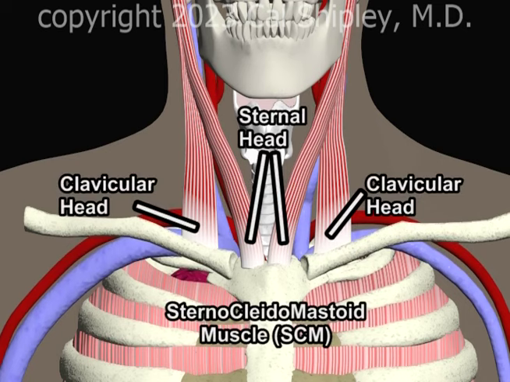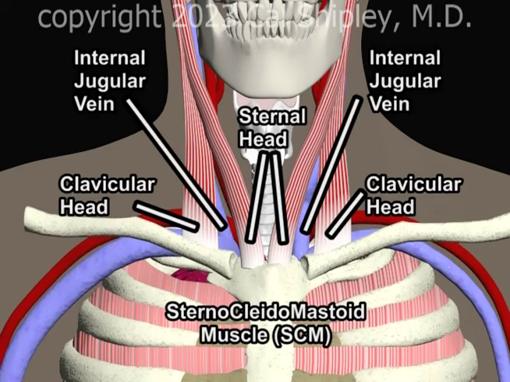The left and right sternocleidomastoid muscles attach at the base of the skull, and each muscle has two attachments or heads, a sternal head and a clavicular head. The SCM provides an important anatomical landmark in the placement of a central venous catheter due to the fact that the internal jugular veins lie just posterior to the muscle between the two heads.